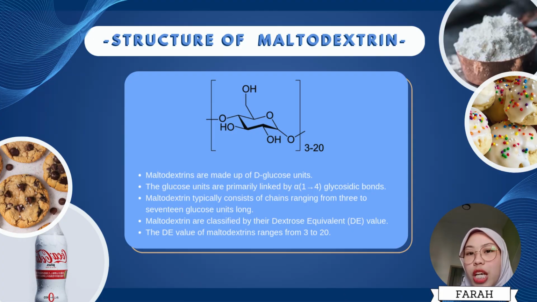Maltodextrin is made up of glucose units. The glucose units are primarily linked by alpha 1,4 glycosidic bonds. Maltodextrin typically consists of chains ranging from 3 to 17 glucose units long. Maltodextrin is classified by its dextrose equivalent value. The DE value ranges from 3 to 20. Next, I will pass to the next presenter.